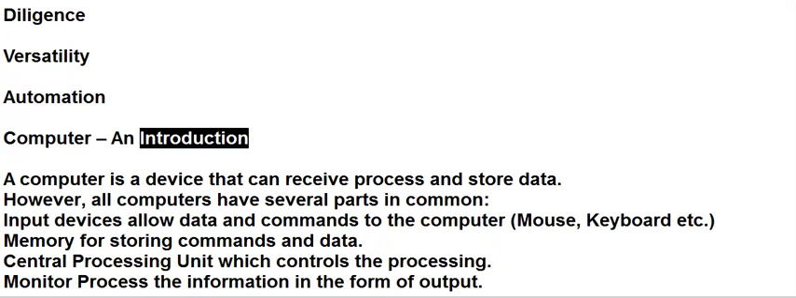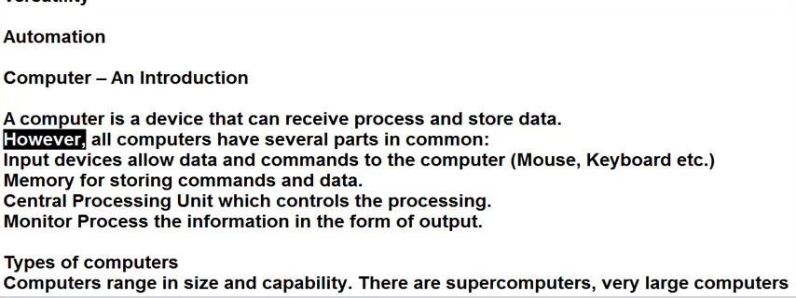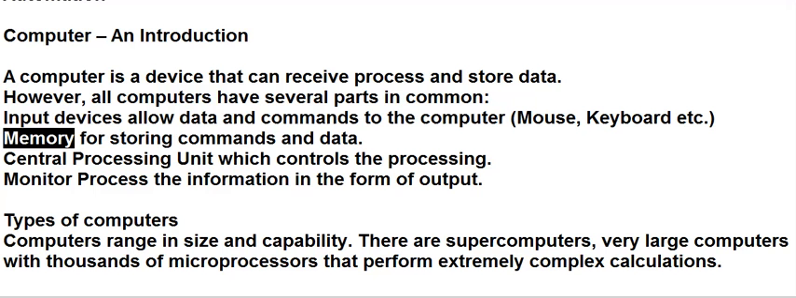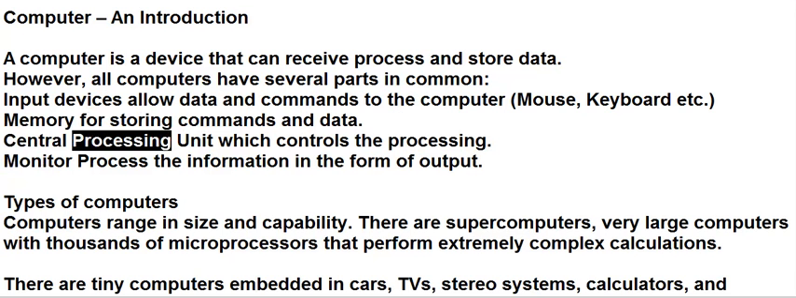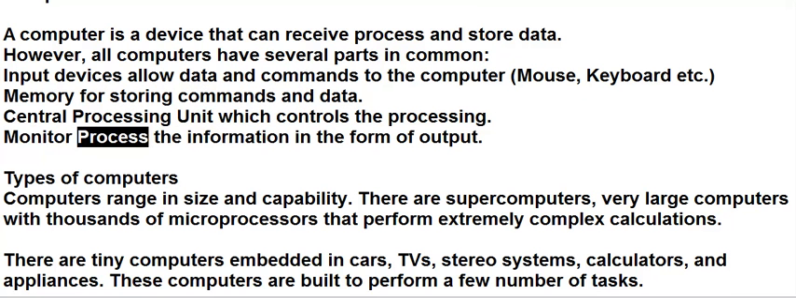Computer: an introduction. A computer is a device that can receive, process and store data. However, all computers have several parts in common. Input devices allow data and commands to enter the computer, such as mouse, keyboard etc. Memory for storing commands and data. Central processing unit which controls the processing. Monitor presents the processed information in the form of output.